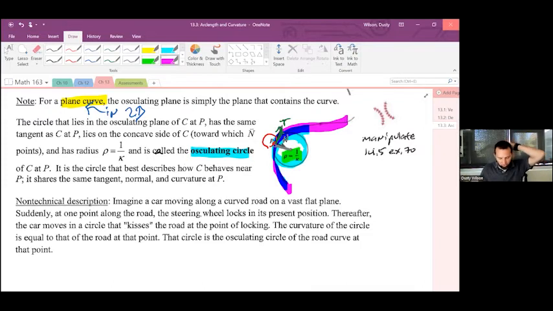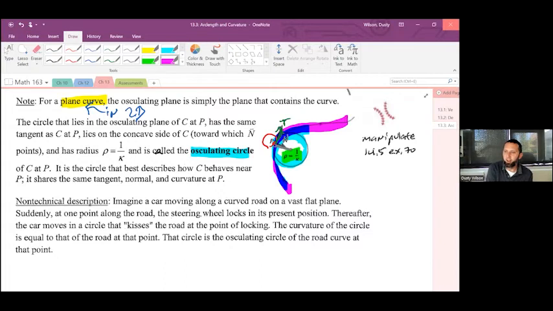The curvature of the circle is equal to that of the road at that point. So the circle, you can imagine if the steering wheel locks, then you're just going to keep driving in a circle, right? But for a split second, are you on the road or are you on the circle? The curvature of the circle is equal to that of the road at that point. The circle is the osculating circle of the road curve at that point.